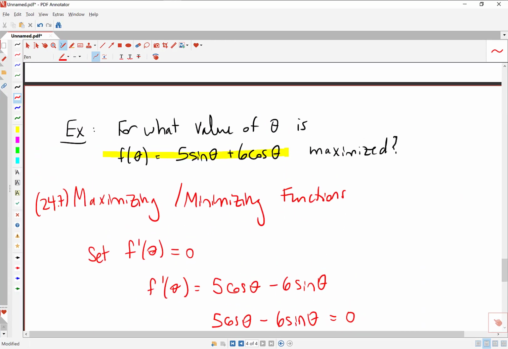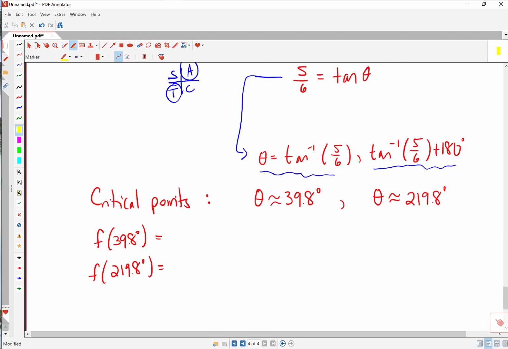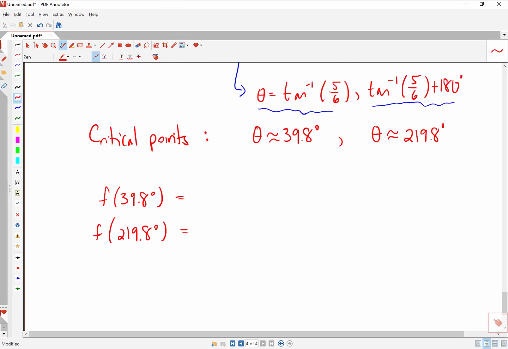The question was, for what value of theta is our function maximized? So our answer is going to be a theta value. It's either 39.8 degrees or 219.8 degrees, or I suppose it could be both. So we'll just investigate the values of our function and figure out which one makes it biggest. I think it'll be a little bit easier to plug in if we just recopy our function. Our original function from the problem was 5 sine theta plus 6 cos theta.